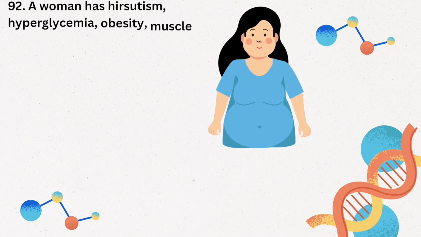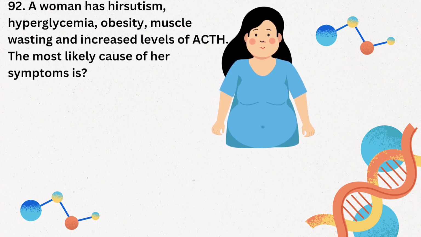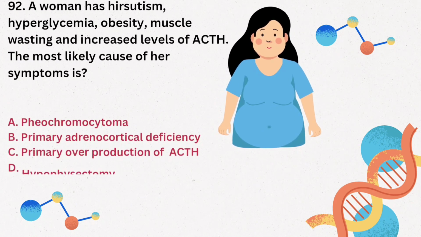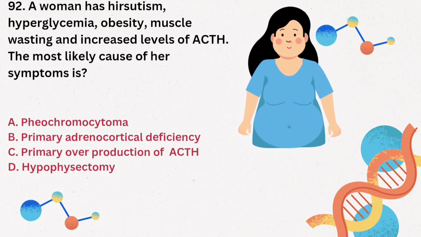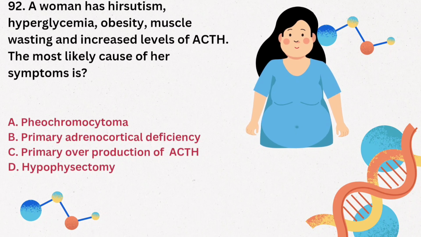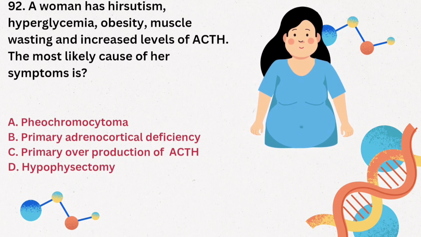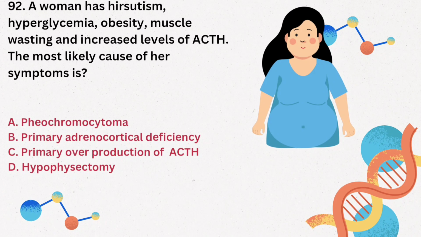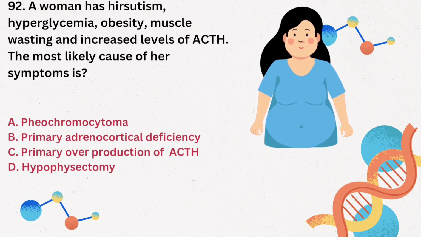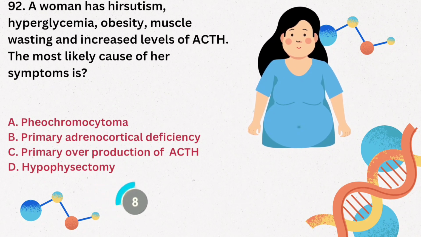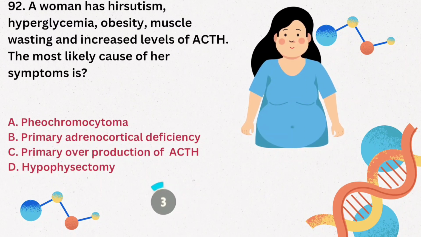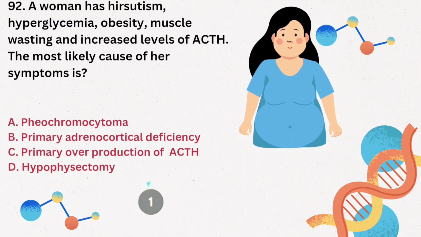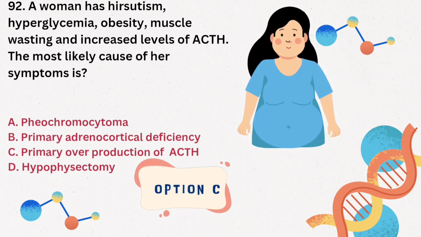A woman has hirsutism, hyperglycemia, obesity, muscle wasting, and increased levels of ACTH. The most likely cause of her symptoms is A. Pheochromocytoma. B. Primary adrenocortical deficiency. C. Primary overproduction of ACTH. D. Hypophysectomy. Option C is the right answer.